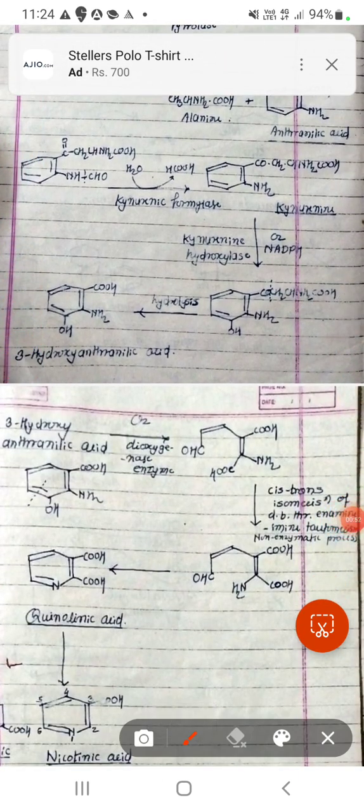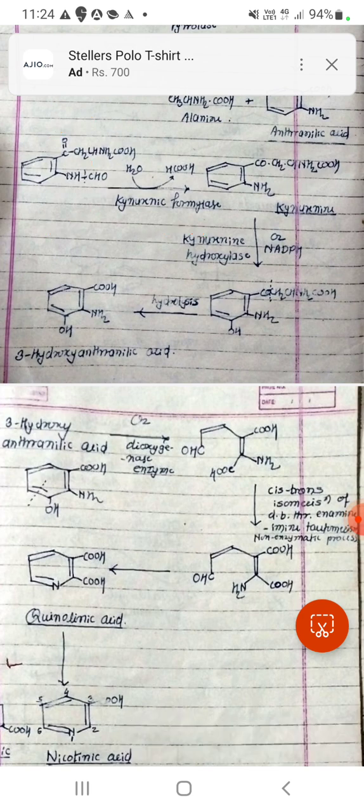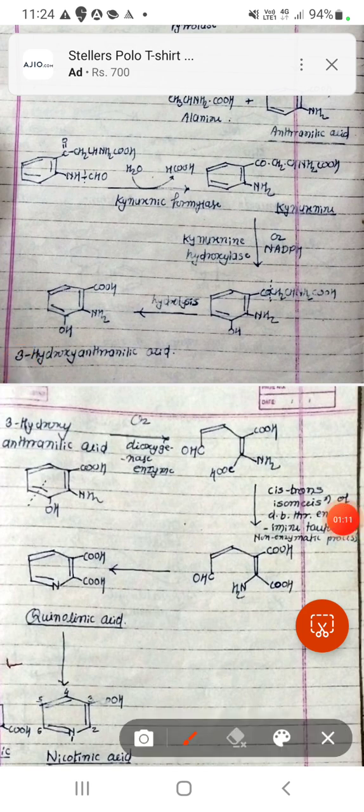So this is the indole ring, and after breaking we will get two carbonyl groups here. In presence of kynurenine formylase enzyme, it gives the hydrolysis of this bond, so we will get NH2 here. Then again hydrolysis of this bond, and O2 and NADPH give the introduction of OH at this position. This is the 3-hydroxyanthranilic acid that is formed.